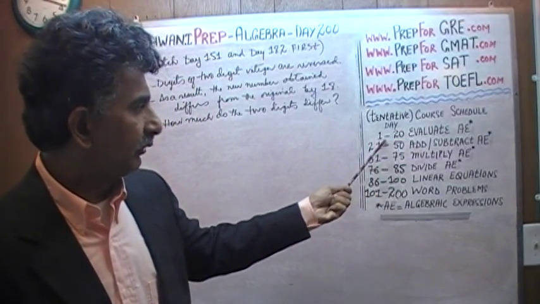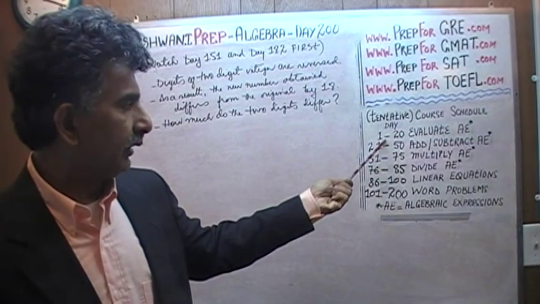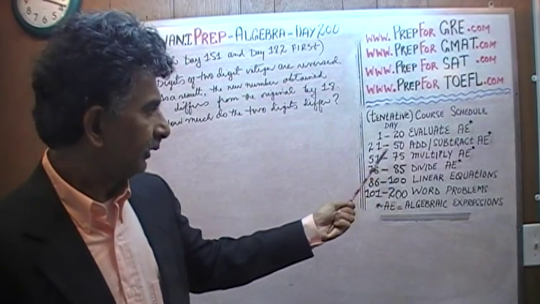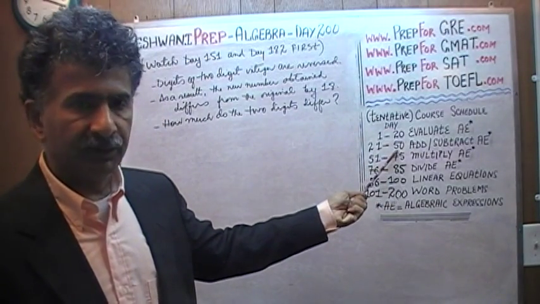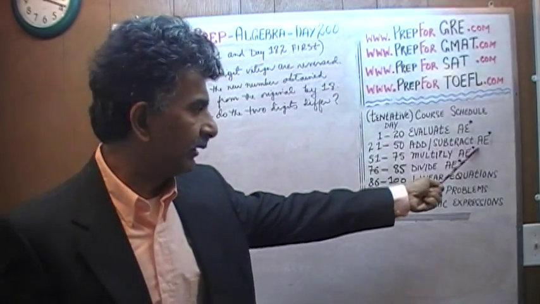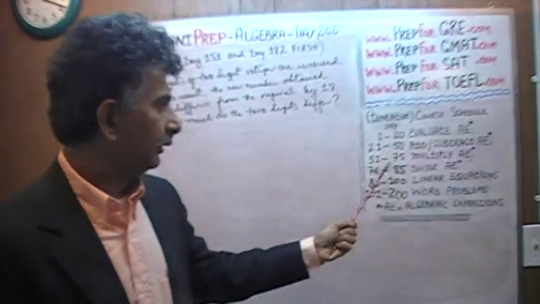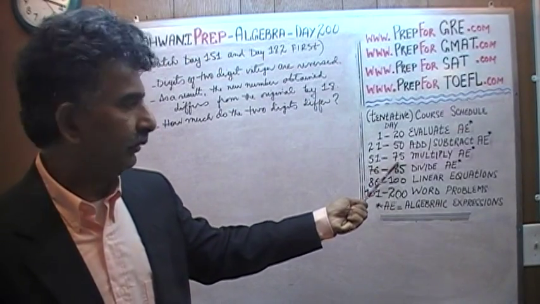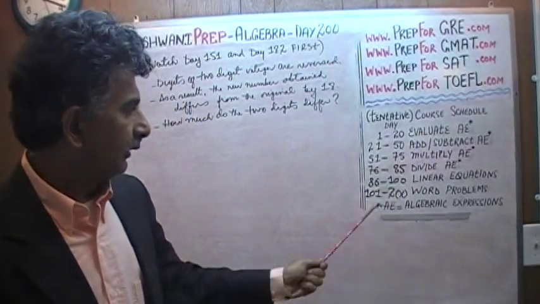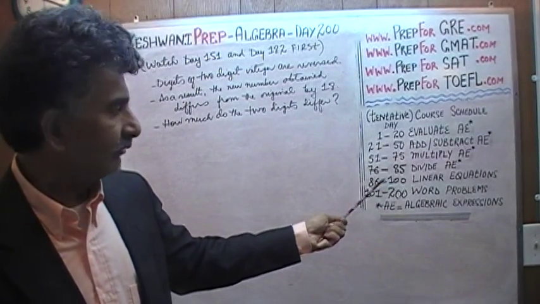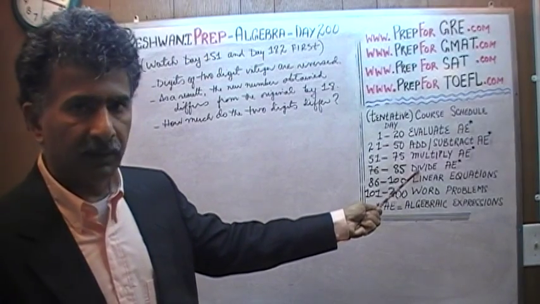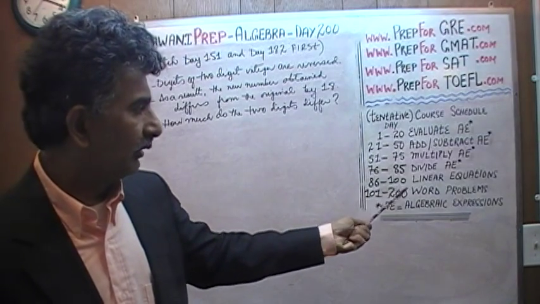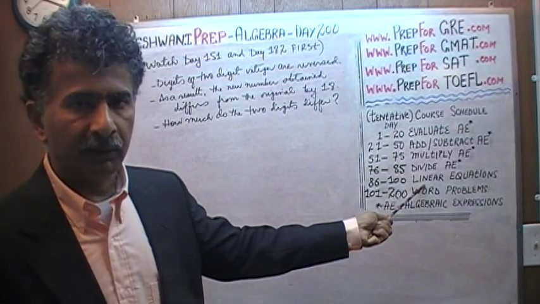For those of you who are not familiar with the schedule, in the first 20 days we learned how to evaluate algebraic expressions. Day 21 through 50, over the next 30 days, we learned how to add and subtract algebraic expressions. Then over the next 25 days, day 51 through 75, we learned how to multiply algebraic expressions. And then over the next 15 days, day 76 through 85, we learned how to divide algebraic expressions. And finally, over the next 15 days, 86 through 100, we learned how to solve linear equations.